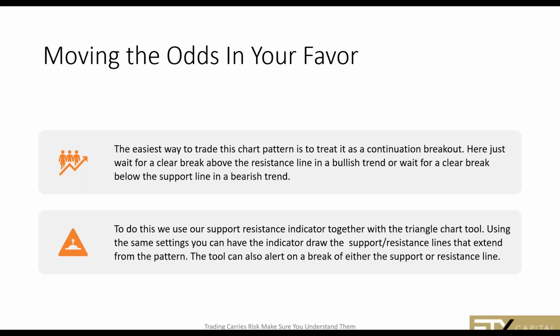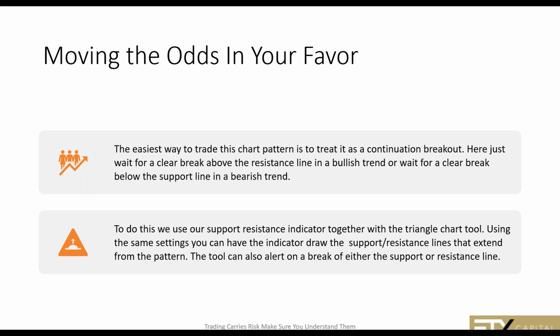The easiest way to trade this chart pattern is to treat it as a continuation breakout. Here, just wait for a clear break above the resistance in a bullish trend and wait for a clear break below support in a bearish trend. Because remember, if we keep the rule of thumb, only bullish trades in an uptrend, bearish trades in a downtrend, which is the old adage, the trend is your friend, only wait for those to appear and only trade those. So when you have the breakout down in an uptrend, you just don't make the trade. So to do this, we use our support and resistance indicators together with the triangle chart tool.